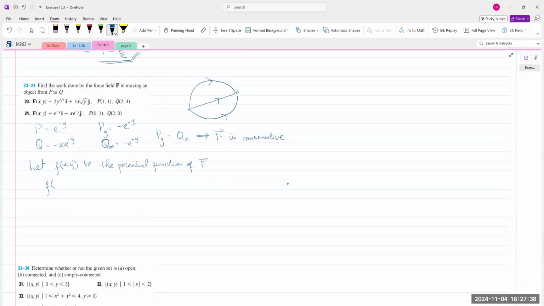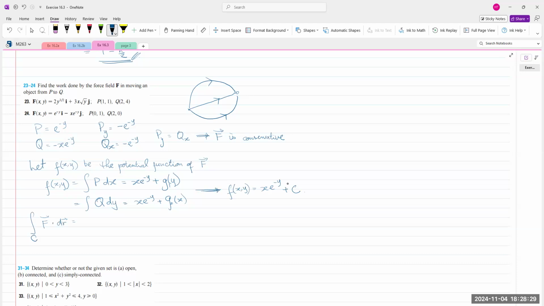Then f(x,y) must be the integral of P dx and also the integral of Q dy, right? That's x e to the negative y plus a function of y. The integral of Q with respect to y will be x e to the negative y plus another function of x. But we can see basically from here that the potential function is just x e to the negative y plus constant. Don't forget that.